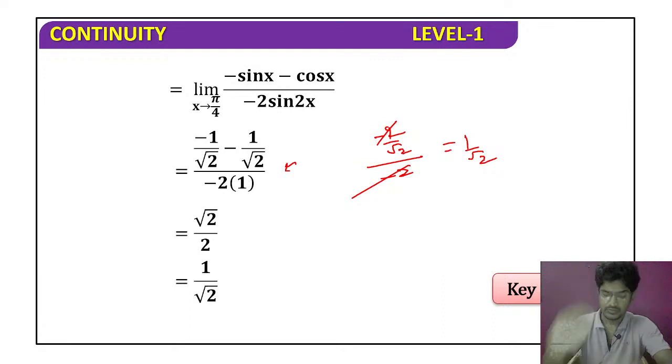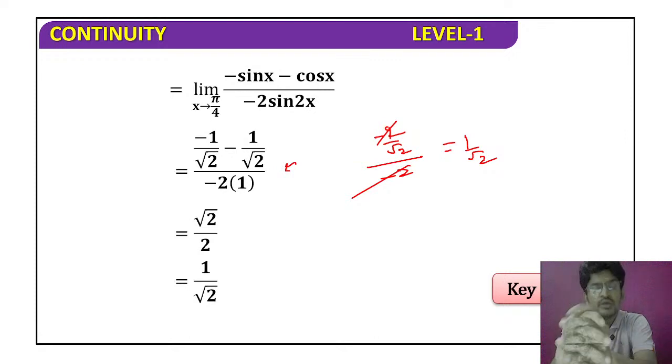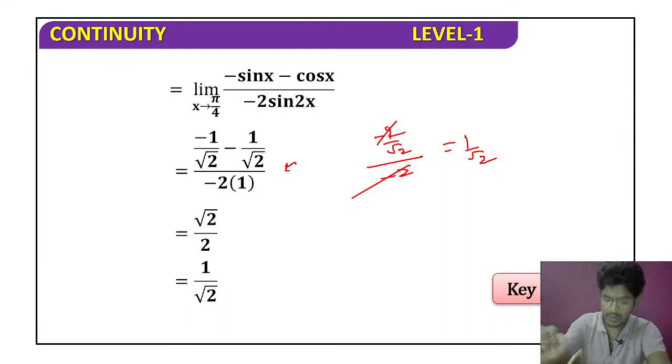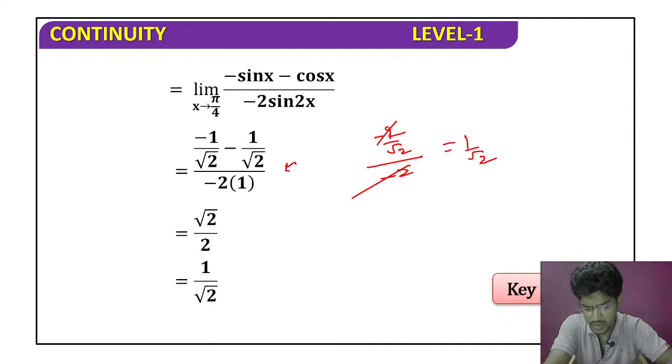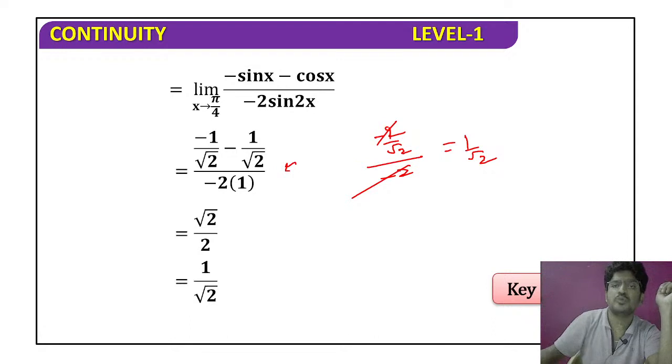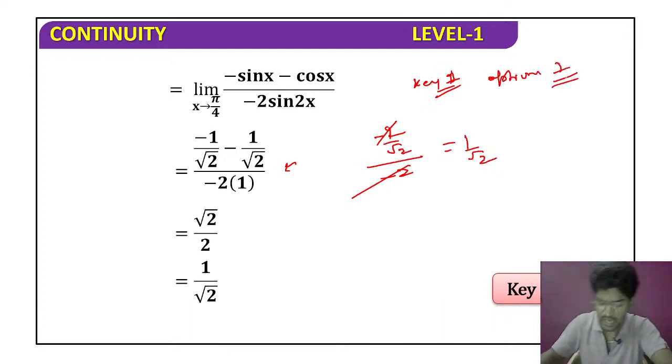Clear? Quickly, my dear students, you can just see that option 1 is the correct answer. Clear? Okay. So all of you quickly tell me, are you understanding the concepts? Are you understanding the problems? So option 1 is the right answer, that is 1 by root 2.